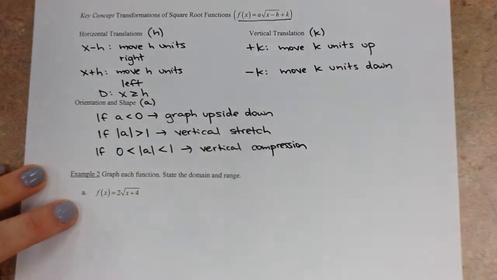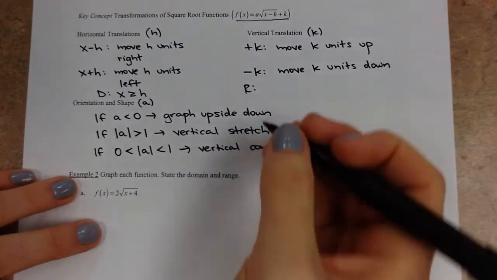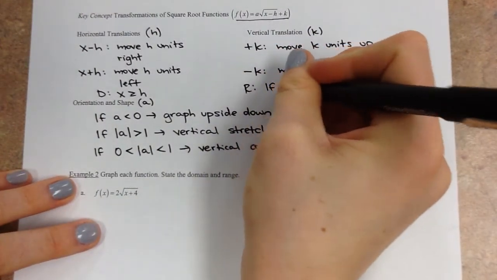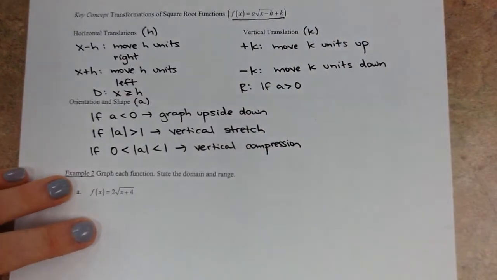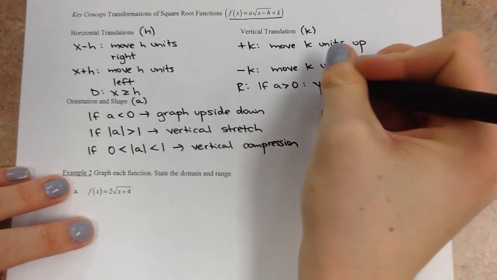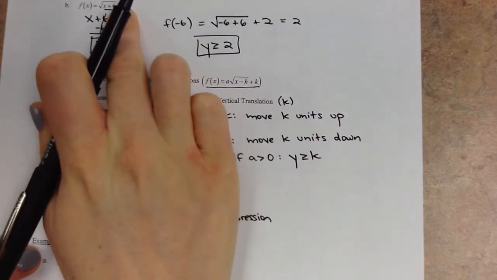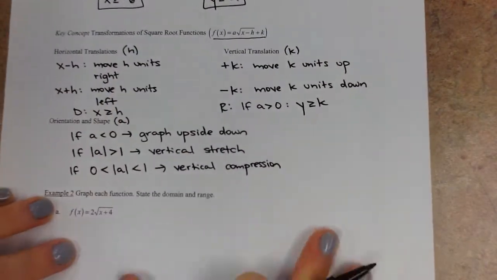Okay, so now back up here for the range. If we're talking about the range, now we've got one of 2 things. Like let's say A is greater than 0. Like my graph isn't flipped upside down. If my graph isn't flipped upside down, then the range is just y is greater than or equal to k, just like it was here. Since I had a 2 out front, it was just y is greater than or equal to 2.